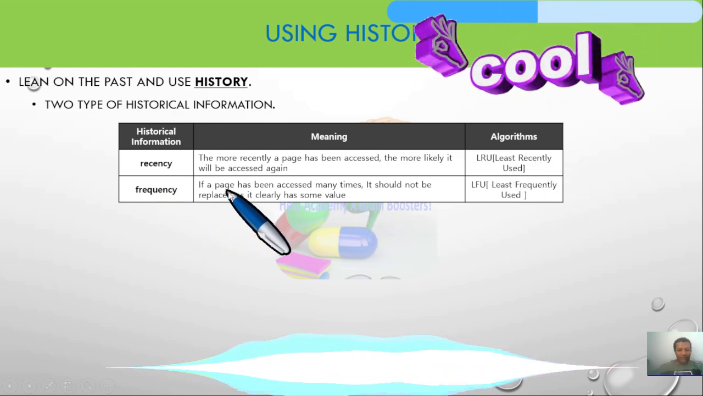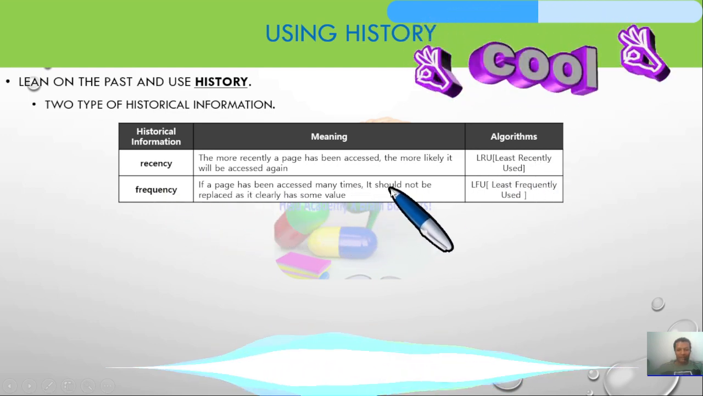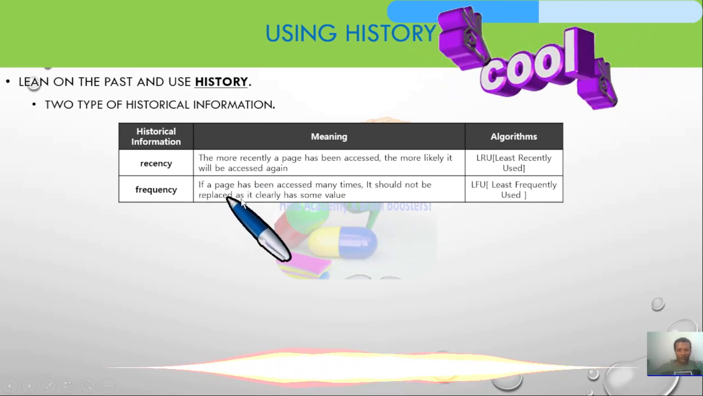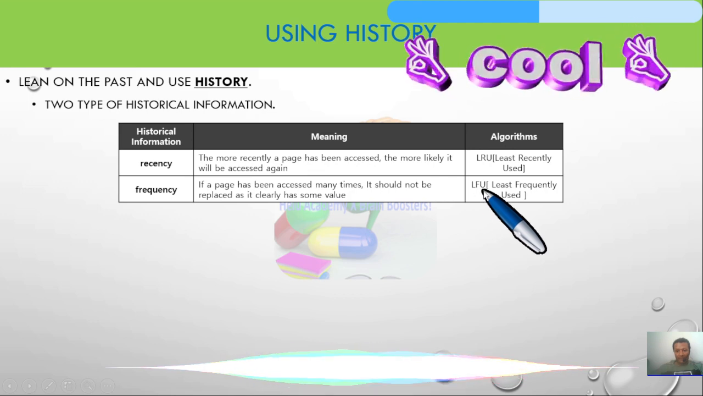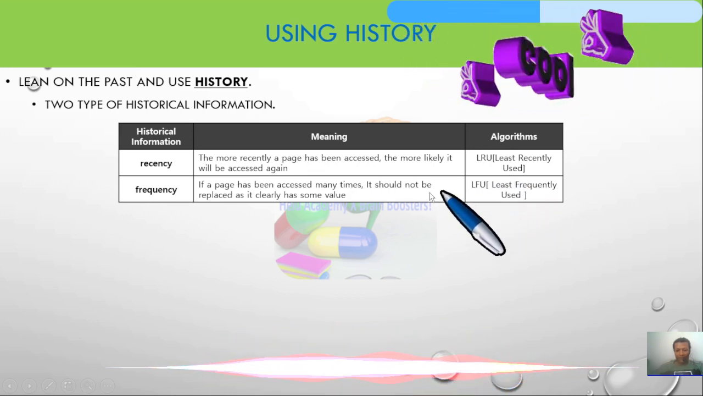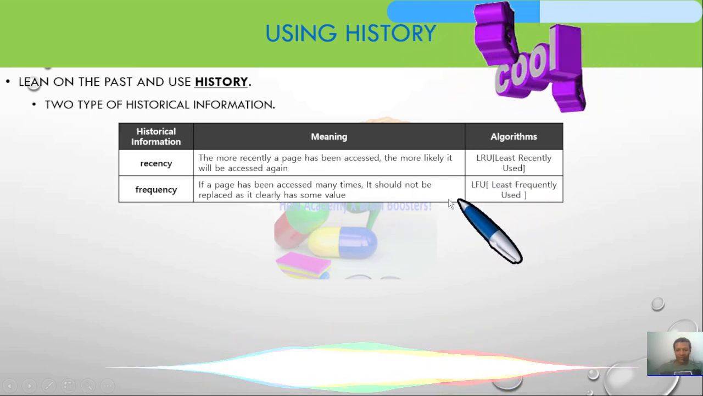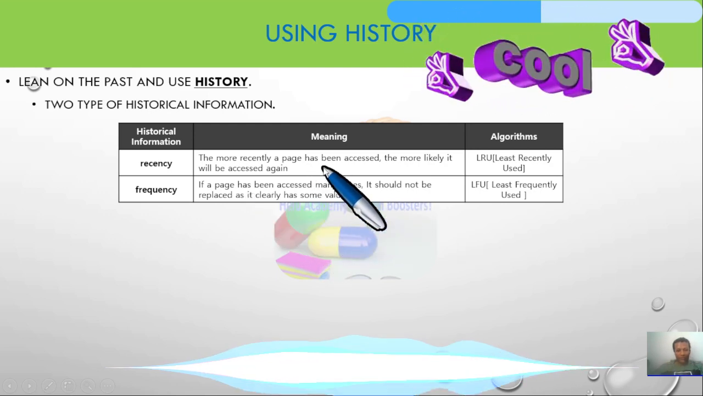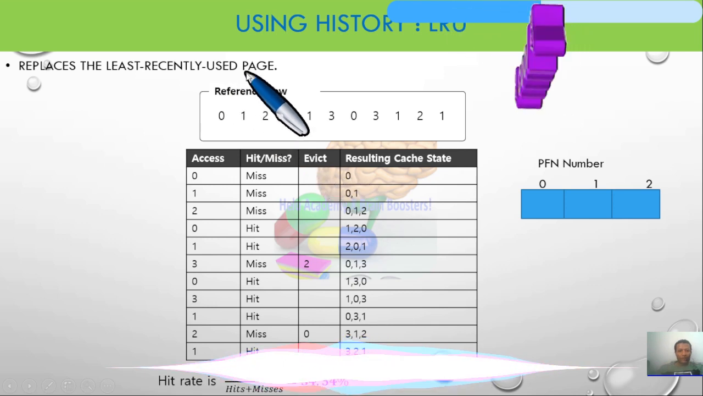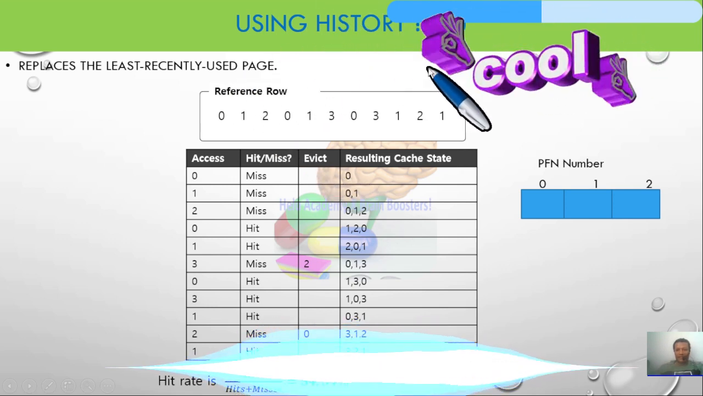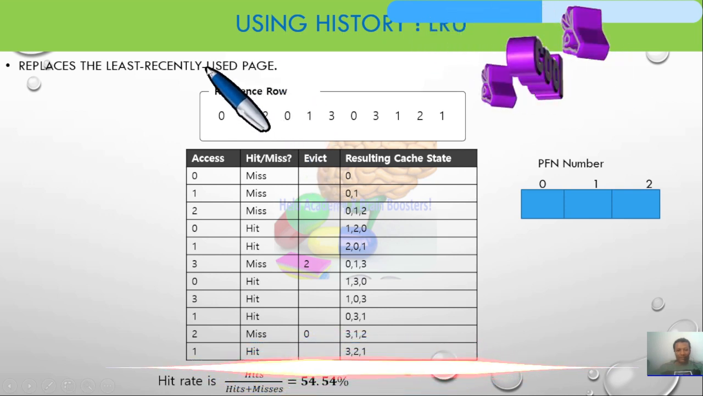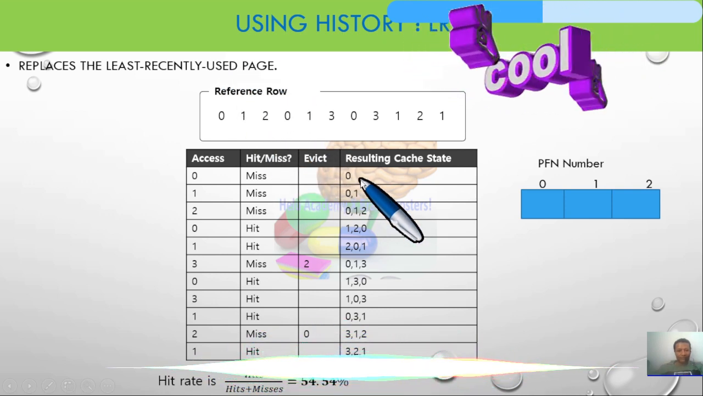And frequency: if a page has been accessed many times, it should not be replaced, as it clearly has some value. This is called LFU, least frequently used. So the more a page is used, the more valuable it is. That's what it says. So let's see, using history, LRU, the least recently used page.